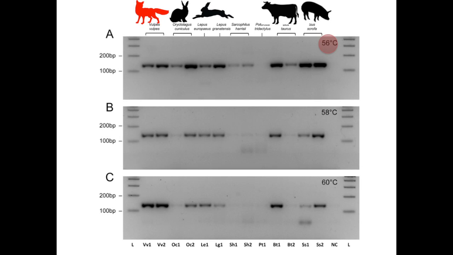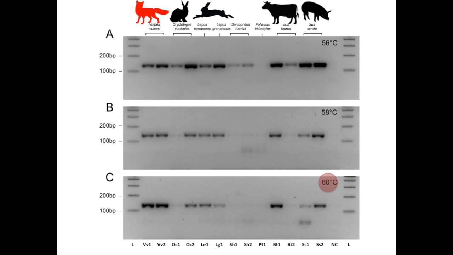At an annealing temperature of 56 degrees Celsius, strong amplifications were obtained for several species, with the exception of the long-nosed potoroo. A single cattle, rabbit, Iberian hare, and both pig samples yielded a larger quantity of amplified PCR product than either fox samples, suggesting that in some cases the primers designed by Berry in 2007 amplified non-fox DNA more effectively.